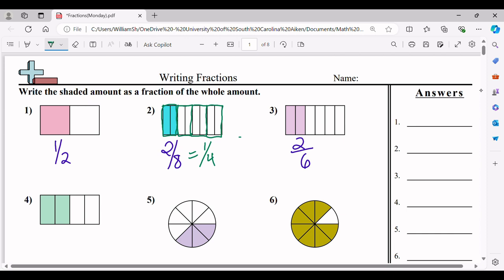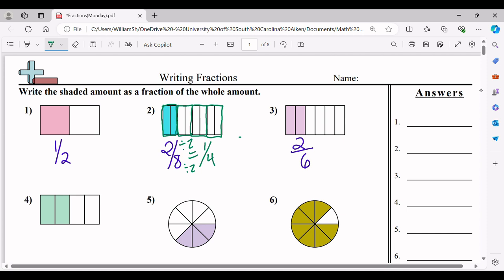Okay. I like to offer a different view. Different people learn different ways. Sometimes a different perspective can help you see it and understand it a little bit better. Okay. So here we went from 2/8 to 1/4. Okay. So mathematically, technically all we did was divide each piece by 2 in order to reduce it.